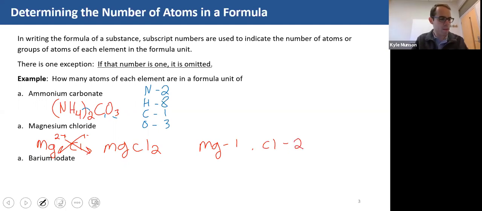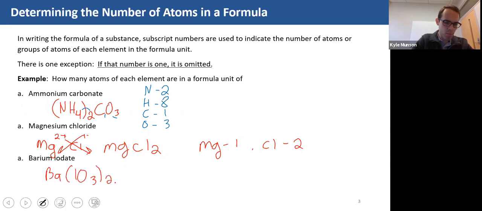Pretty easy. Why don't you pause the video and try to do the next one, barium iodate, and then we'll do it together. Okay, so writing down the formula for barium iodate, this is what the formula looks like.